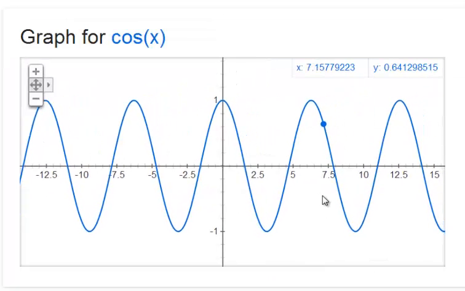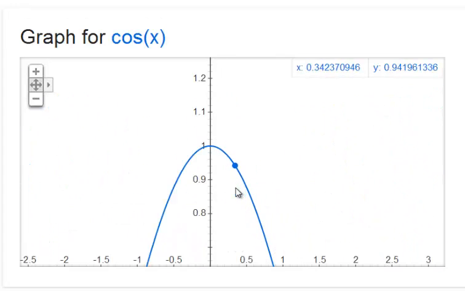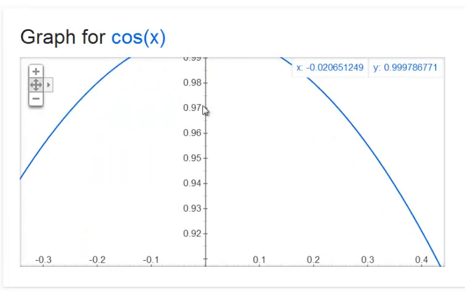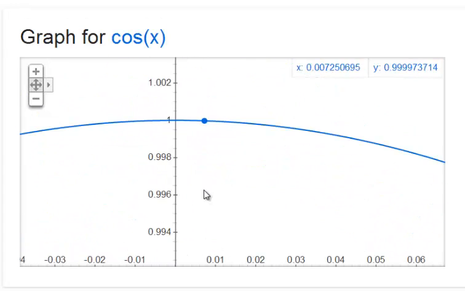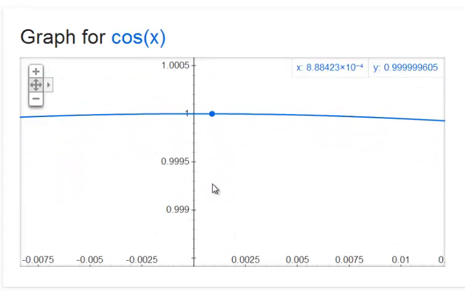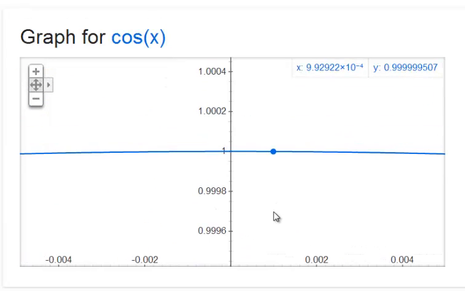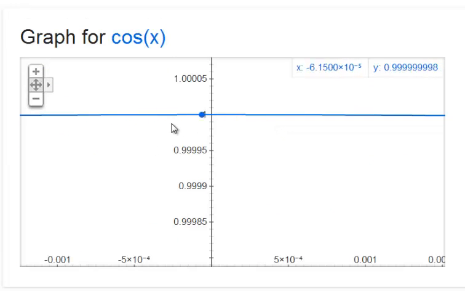So here's just plain old cosine. Let's look near 0. I'm going to zoom in really close. And you can see that the further we zoom in, the more cosine looks just like the constant function 1, right? Looks like a constant 1. You see that? If we zoom in really close.